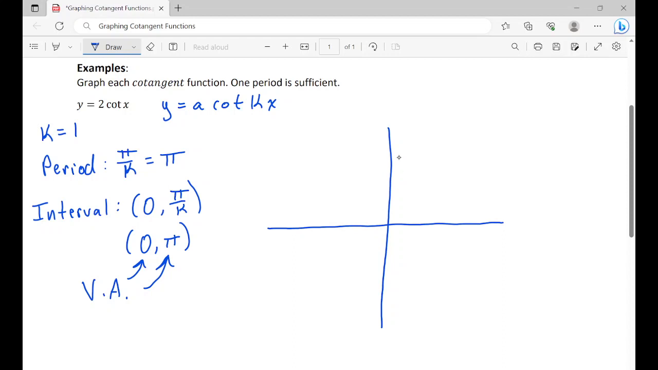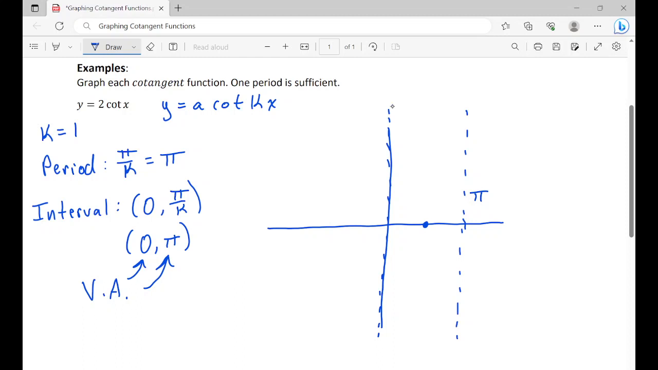So 0 is going to be the first asymptote, so running along here. And then pi, I'm going to say, is right here. So this is another asymptote here. And then because there's no vertical shift, it's going to cross the x-axis right in the middle between the two. So right here.